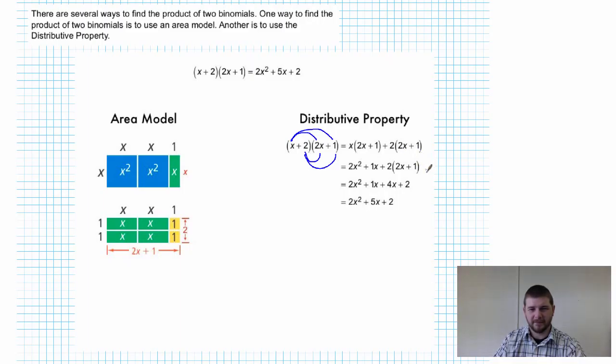Simplify, combine like terms, make sure our answer, our polynomial, is written in standard form, and we find 2x squared plus 5x plus 2, which should sound familiar to us. That is also the value that was given to us in the original problem. So 2 methods so far that lead to the same solution, and we'll investigate more.